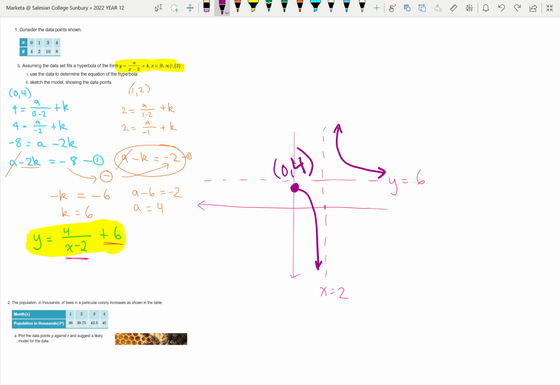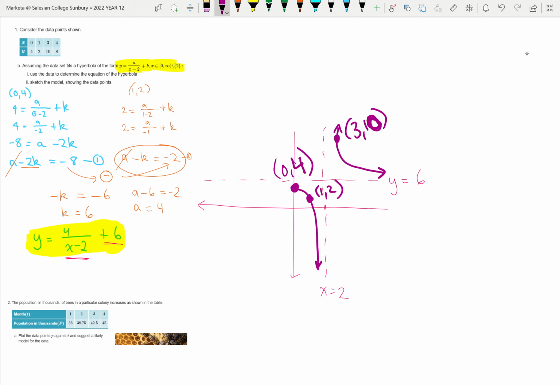And now what's our next one? 1, 2. Let's pop it there. And then they're the data points we use to form the line, so they will be for sure on there. The next one is 3, 10, and you can check that out. If you don't believe it, you could sub in 3, 10, and you will find that it does lie on that curve.